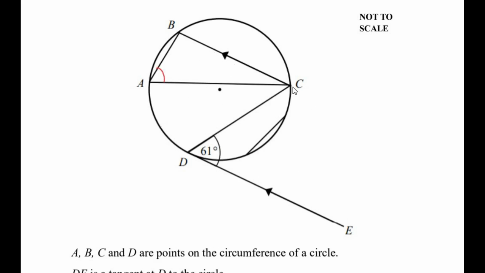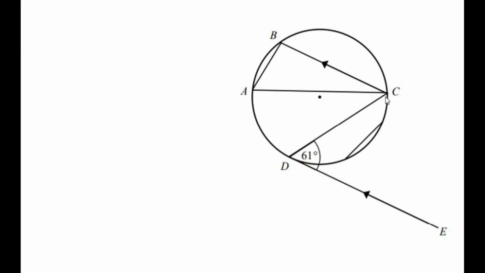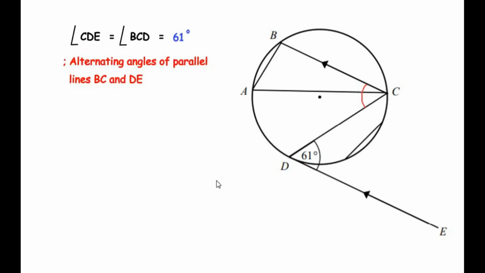So let me reconsider this figure again for easy reference. Now in this figure, angle BCD will be equal to angle CDE because these two are the alternate angles of the parallel lines BC and DE. So here we have written angle CDE is equal to angle BCD is equal to 61 degrees. That is the alternate angles of parallel lines BC and DE. Now once we have got this angle, let us make a small construction. That is, we are going to join the points B and D.